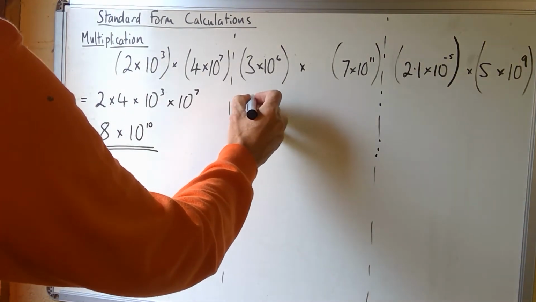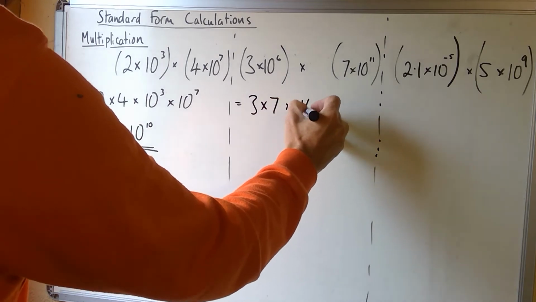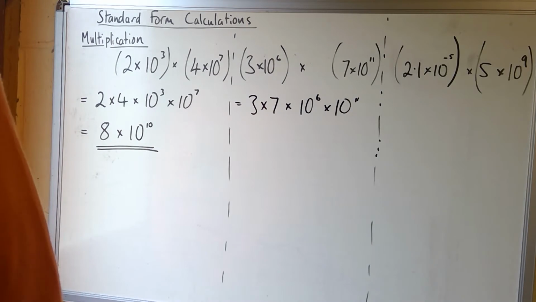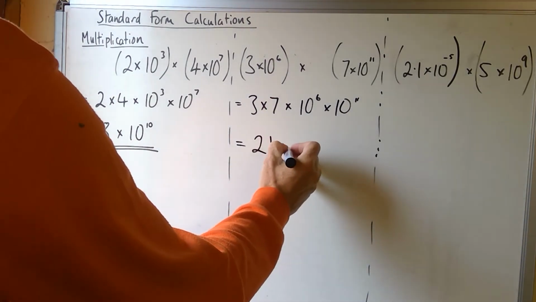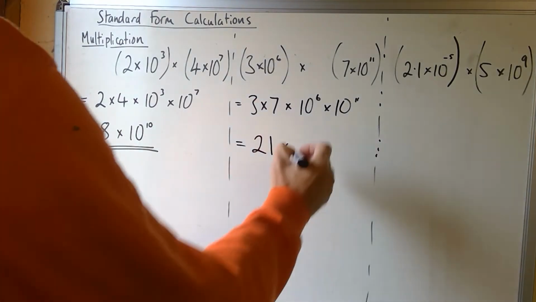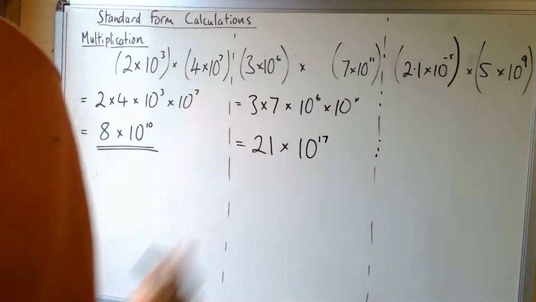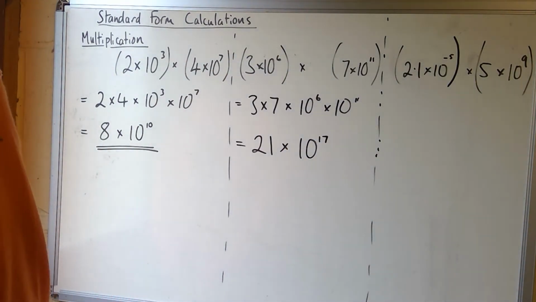Second example, the same rules apply exactly. I can rearrange to call that 3 times 7 multiplied by 10 to the power 6 multiplied by 10 to the power 11. 3 times 7 is 21, and I multiply the powers of 10. I get 10 to the power of 17, add the 6 and the 11. And that's much quicker than writing out the long numbers.